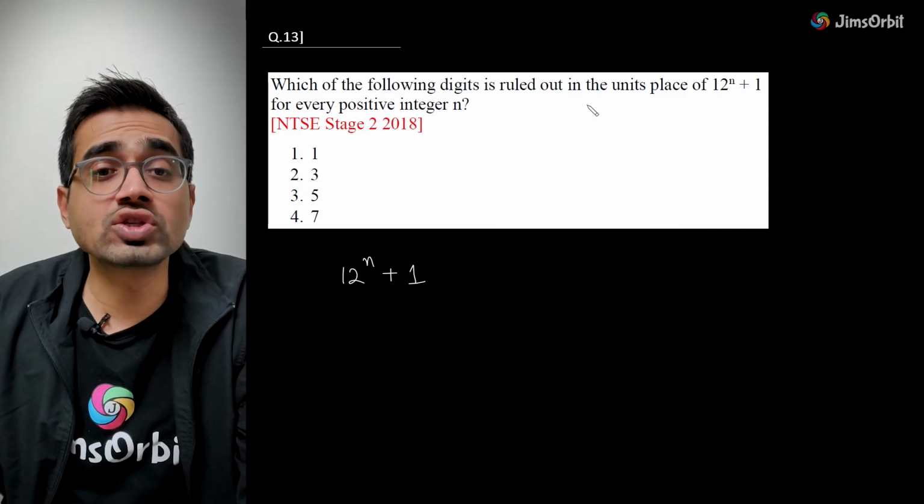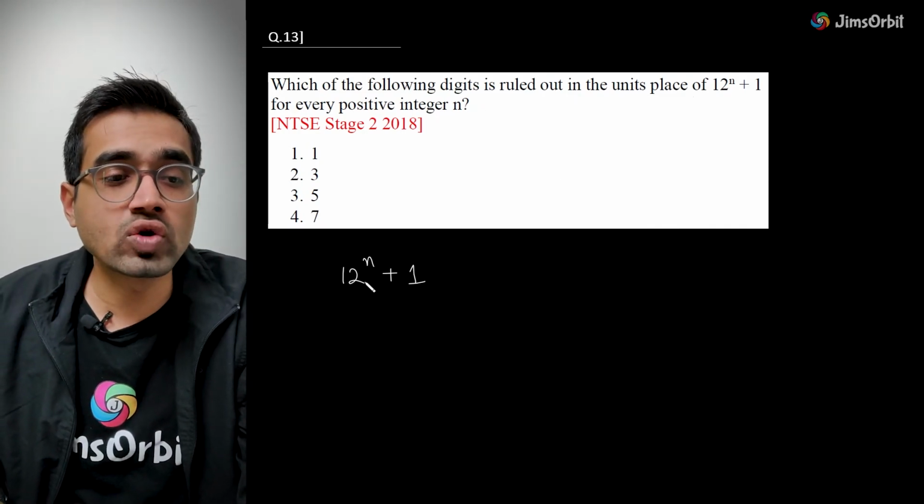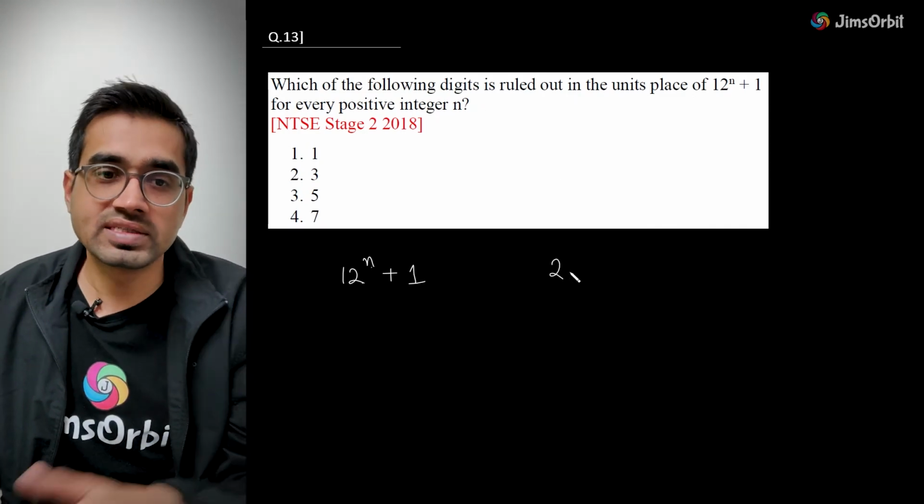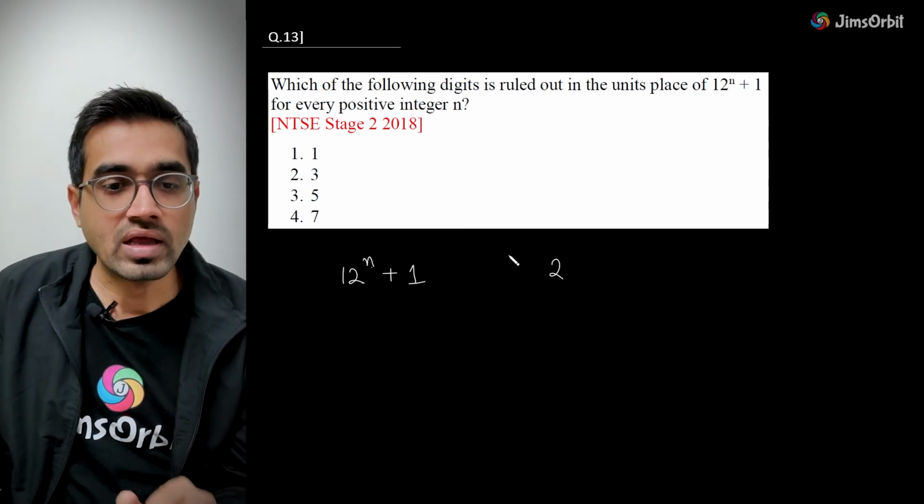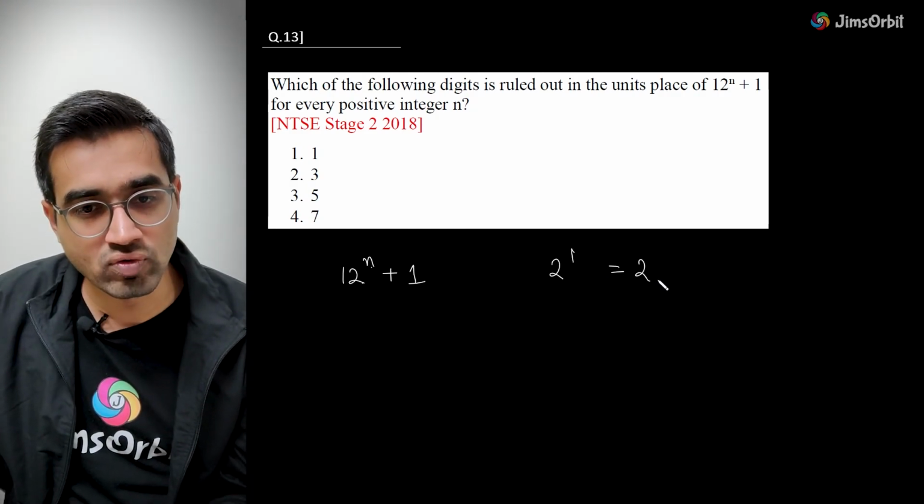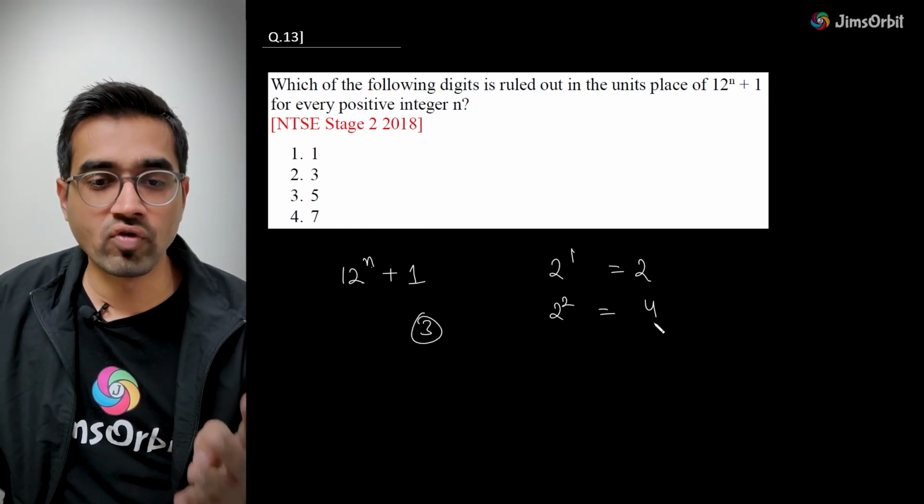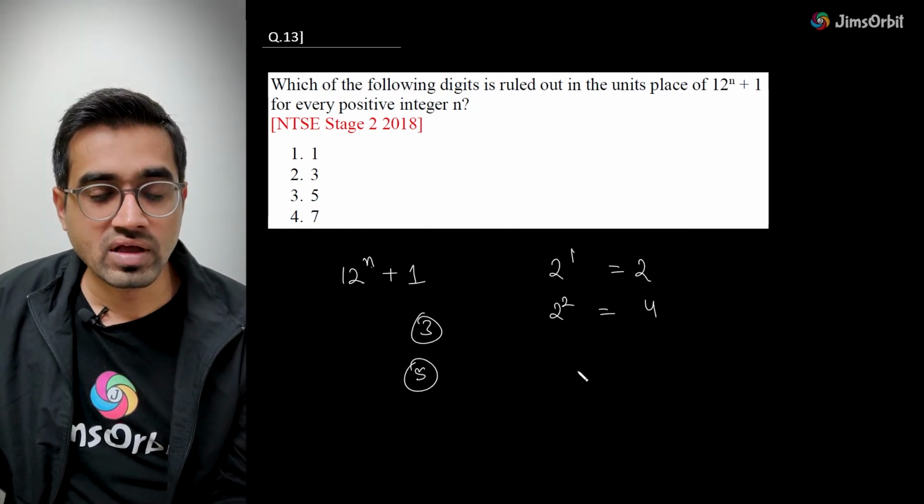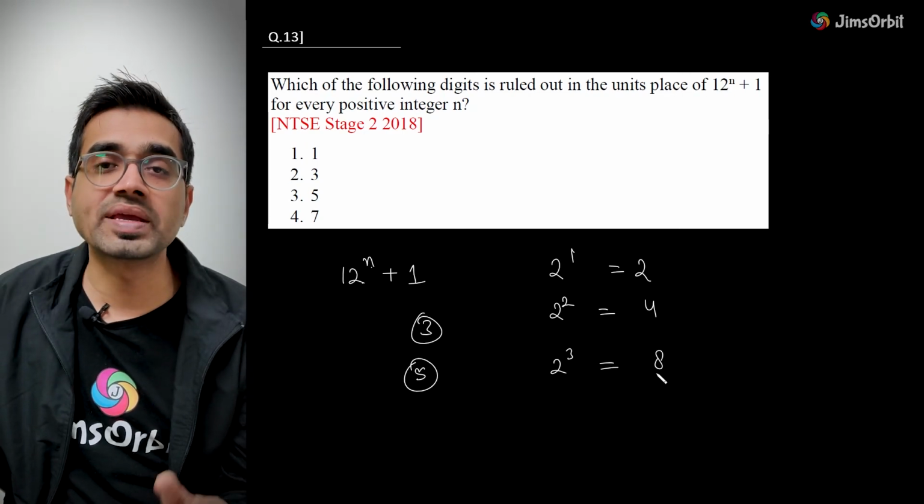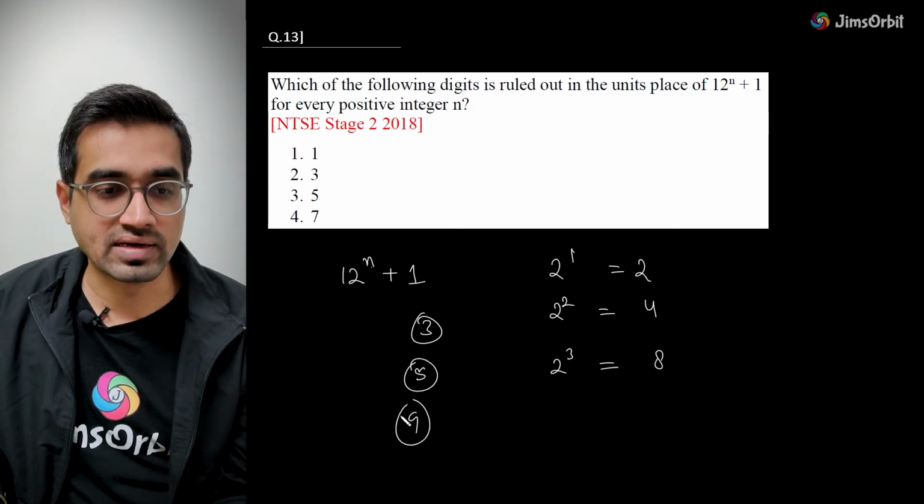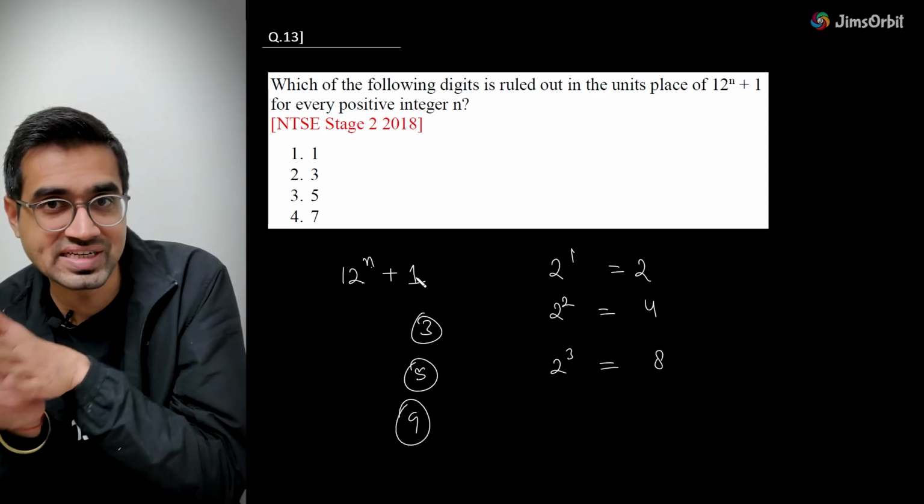You have to find which is ruled out. Obviously, what digit does 2 to the power give me? Just add 1 to that digit. Simple. So what is 2 to the power 1? It gives me 2. So if I add 1, I'll get 3. What is 2 to the power 2? It gives me 4. If I add 1, I'll get 5. 2 to the power 3 gives me 8. What is 8 plus 1? 9. Because you have to add 1 to the units digit.